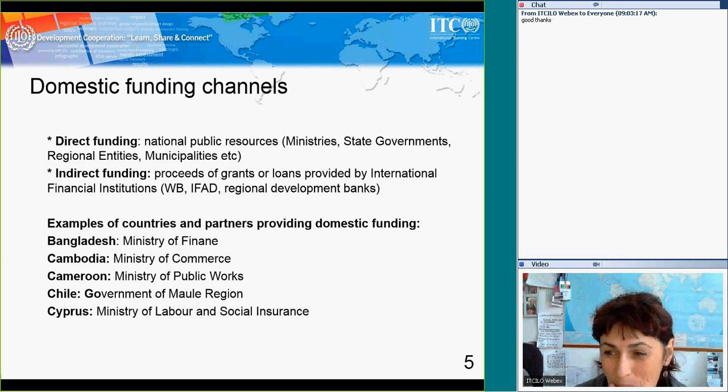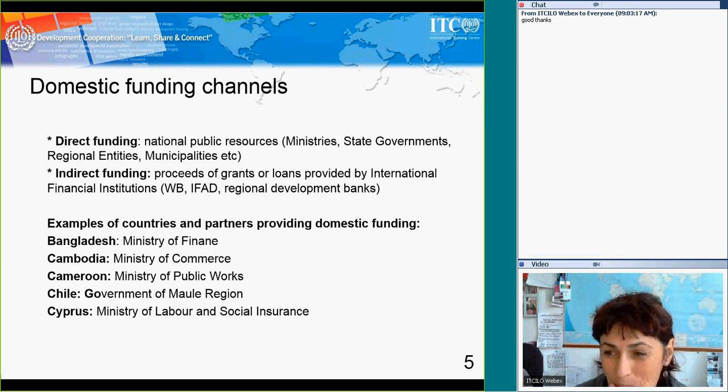Now, it requires proactive engagement from field officers to build trust with member states to make the case for domestic funding. Our partners go far beyond the ministries of labor. The ILO receives direct support from various ministries, such as ministries of planning, commerce, finance, economic affairs, and ministries of public works. In America, we also have examples of domestic funding from provincial governments.